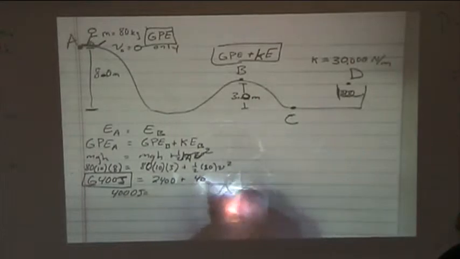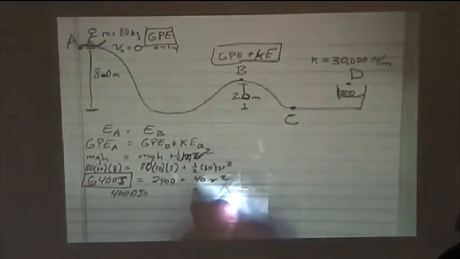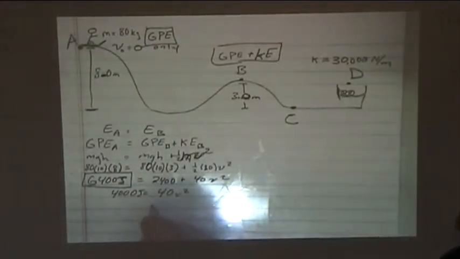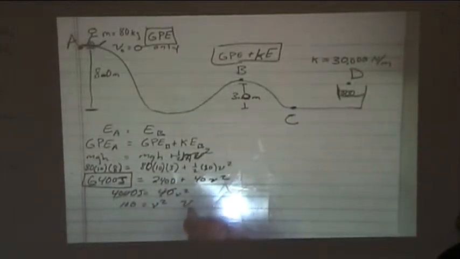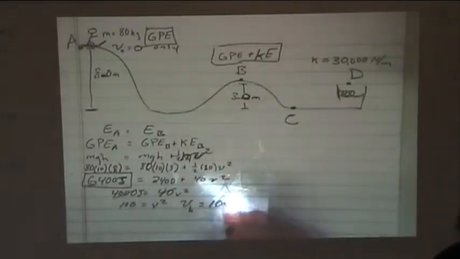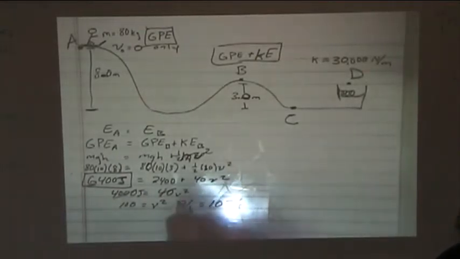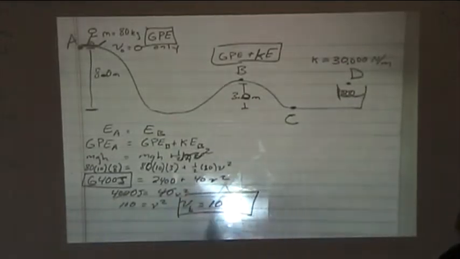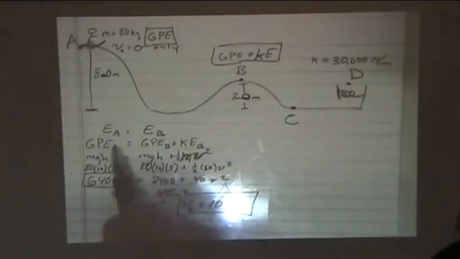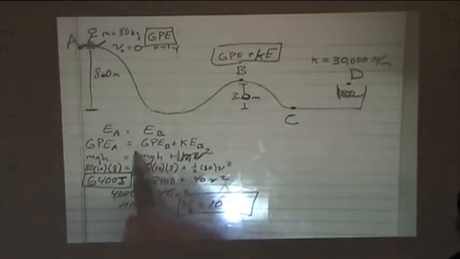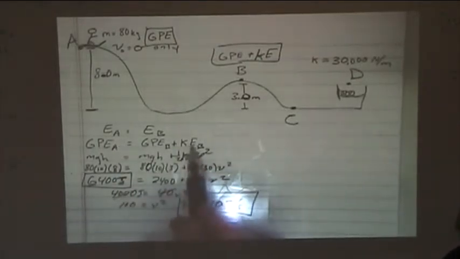1/2 times 80 is 40. So when we bring this down, we'll get 40 v squared. And so that means the velocity, 4,000 divided by 40, is going to be 100 equals v squared. So the velocity at point B would equal 10 meters per second. But this all starts by us being able to say that the energy at point A is equivalent to the total energy at point B.